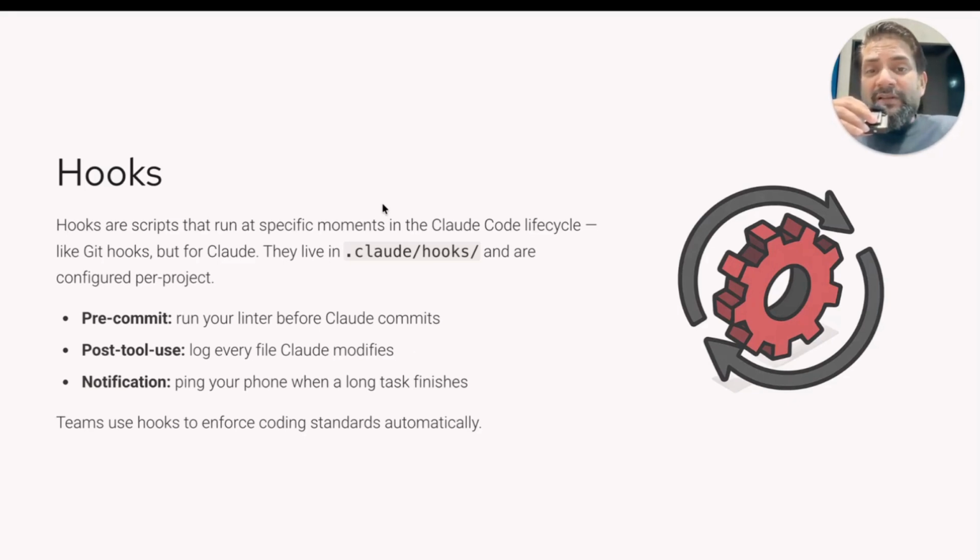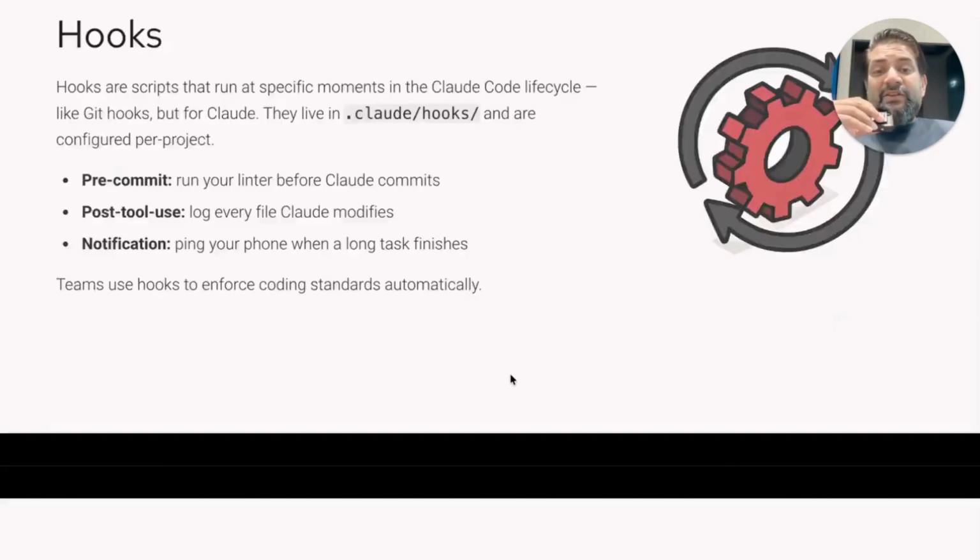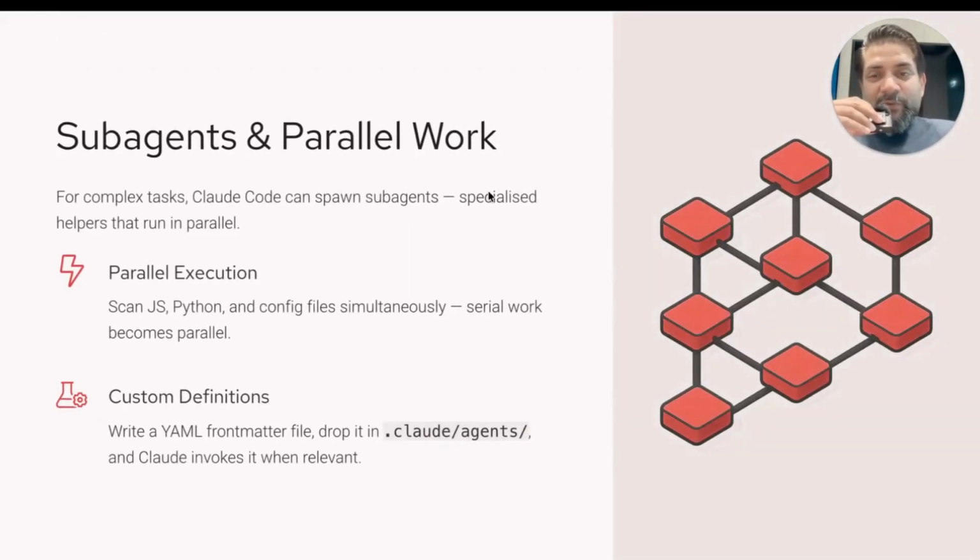Then you have sub-agents and parallel work. For complex tasks, Claude Code can spawn sub-agents, specialized helpers that run in parallel. You invoke them via the agent tool or by writing custom sub-agent definitions. For example, you ask Claude to analyze the code base and identify every place that calls the legacy auth API. Now, Claude might spawn 3 sub-agents in parallel and aggregate their findings. What would have been serial becomes parallel.